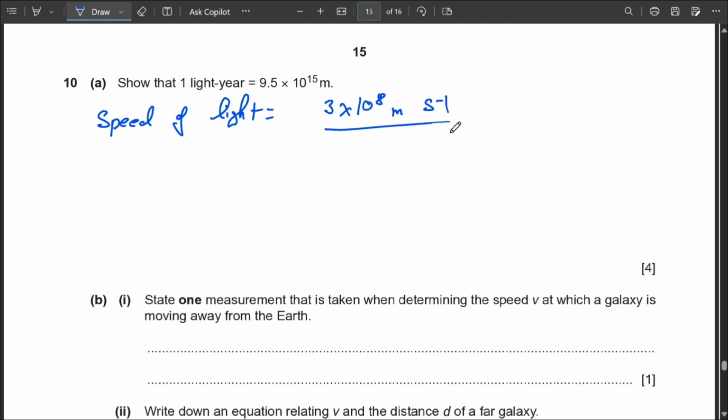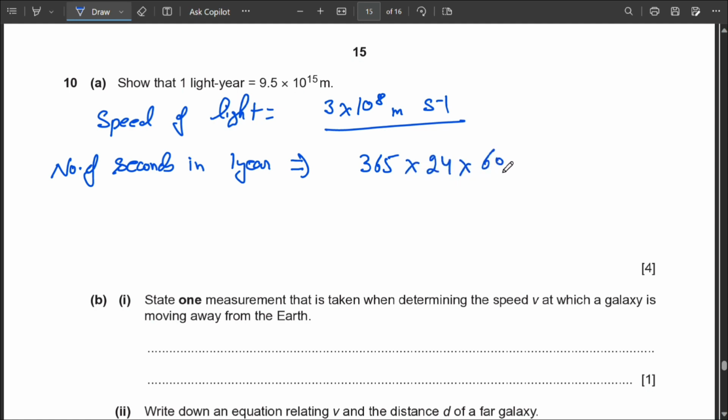Okay. Now, in a year, what do we have to calculate? We have to calculate the number of seconds in 1 year. We know that in 1 year there are 365 days. In 1 day there are 24 hours. In 1 hour there are 60 minutes. And in 1 minute there are 60 seconds. So if you do this in the calculator, 365 into 24 into 60 into 60, you get 3153600 seconds.